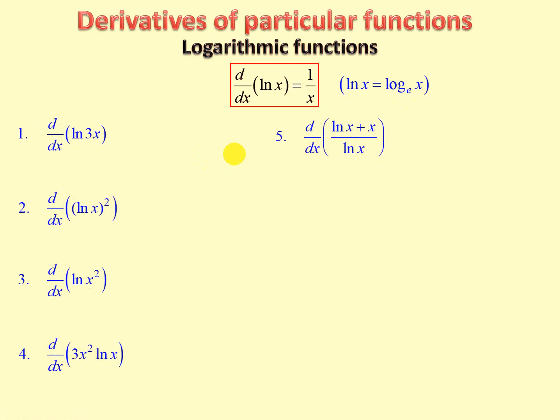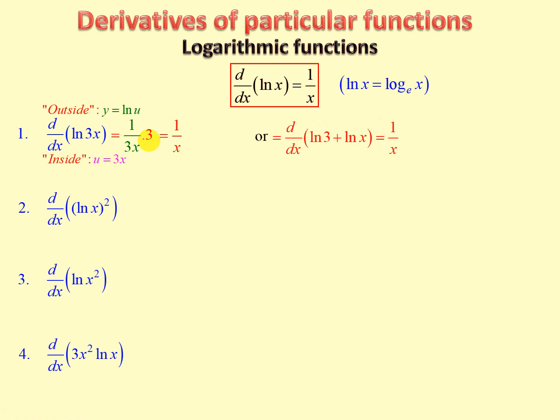So let's look at some examples. Ln of 3x. The outside function is ln of u, the inside function is 3x. So we get 1 over u, the derivative of the outside, times the derivative of u, which is 3, which becomes 1 over x.